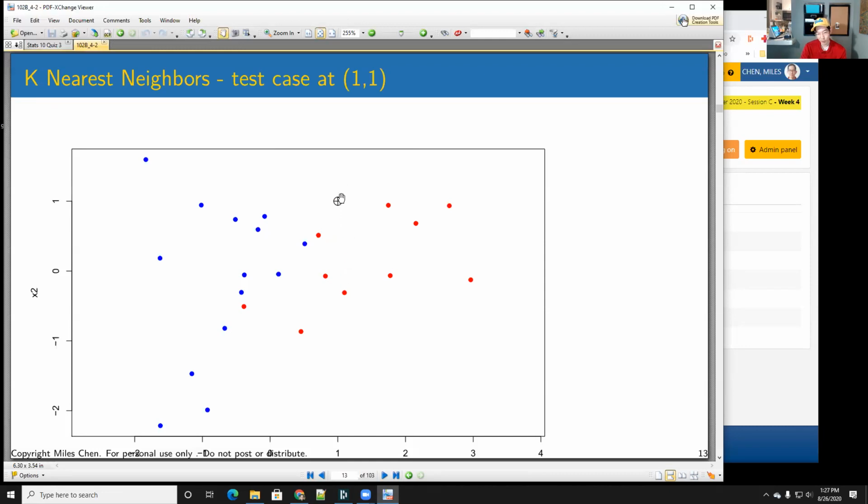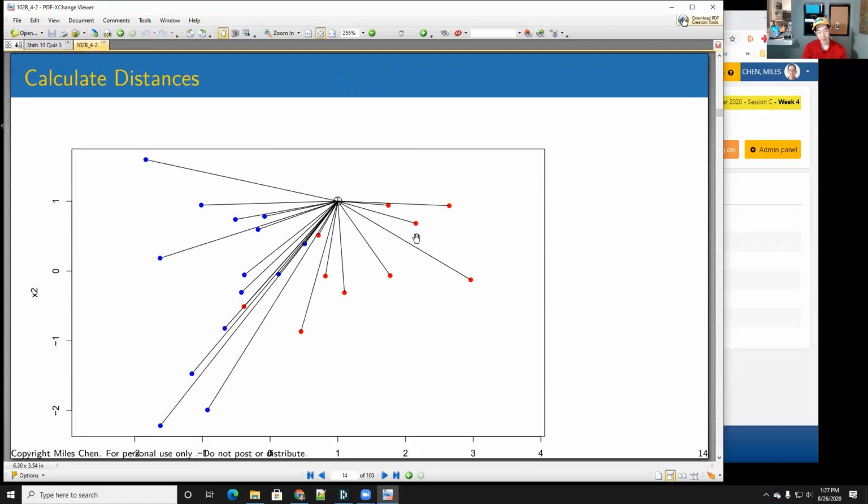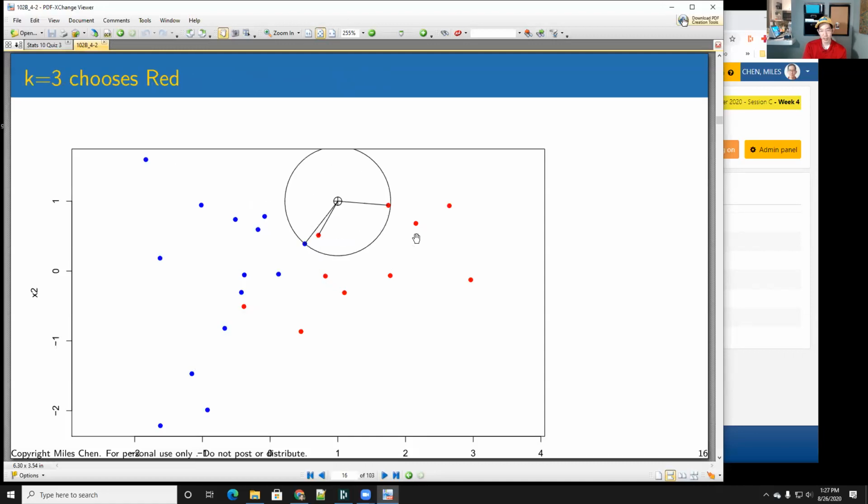taking this test case, which we don't know the answer to, and we're going to measure the distance to every single other data point in our training data. So we look at this, and then again, we say we're going to classify it red because the nearest point is red, or we're going to say k equals 3, and out of the 3 closest points, 2 of them are red, so therefore this should be red. Out of the 5 nearest points, 3 of them are red, therefore the test case should be red, or out of the 7 nearest points, 4 of them are red, and therefore the test case should be red.